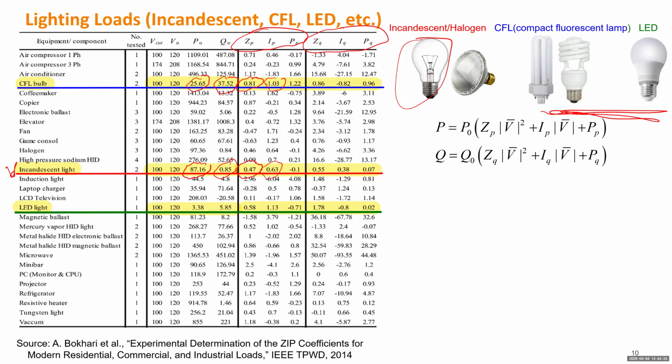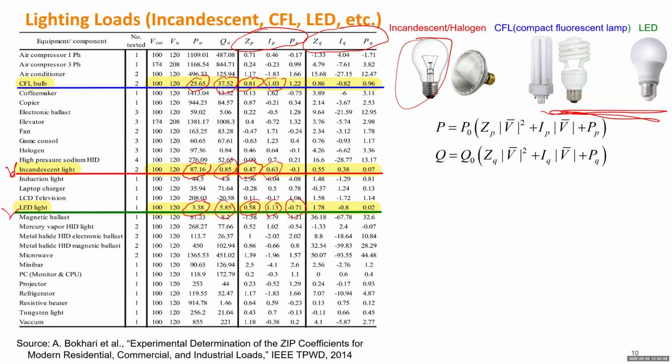Okay, and then we move to LED. For LED, you see the power factor is also very different. You have a bigger Q value than P value, and for the constant impedance, you have 0.58. Constant current is 1, and constant power becomes negative 0.7. Okay.